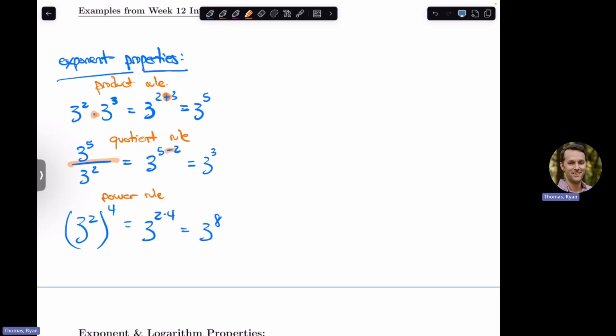I'm not really sure what I should highlight here. Maybe those things. Okay, so those are things that we already know, or in theory already know about dealing with exponents.